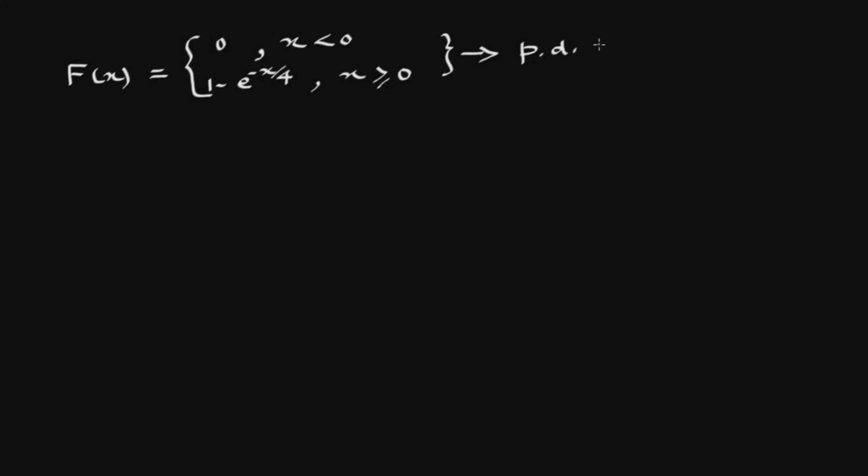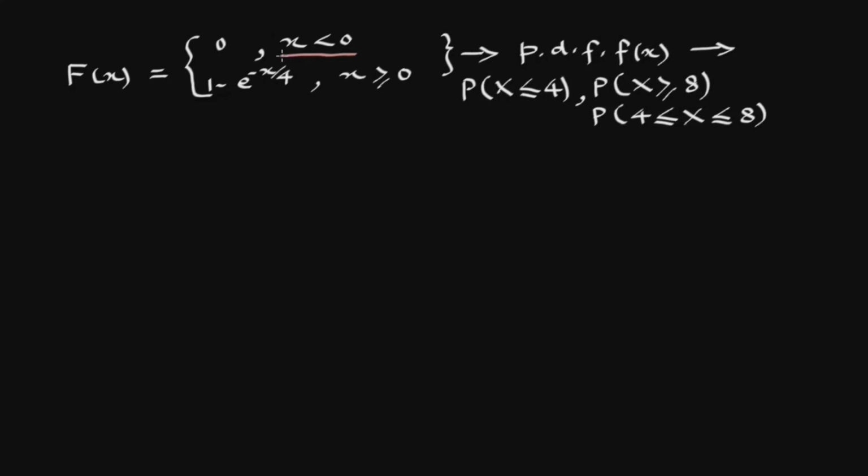In the next problem, we are given a distribution function. From this, we have to find the probability density function f(x). Also, we have to find probabilities. When x is negative, F(x) is 0, and when x is non-negative, F(x) is 1 minus e raised to minus x upon 4, which means F(x) satisfies all the conditions of a distribution function.